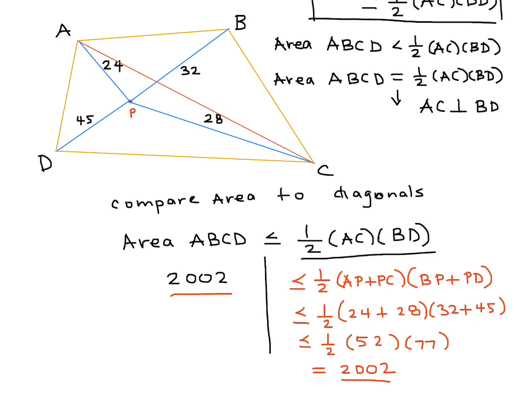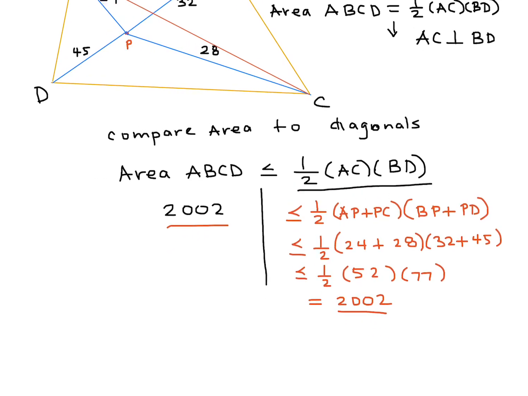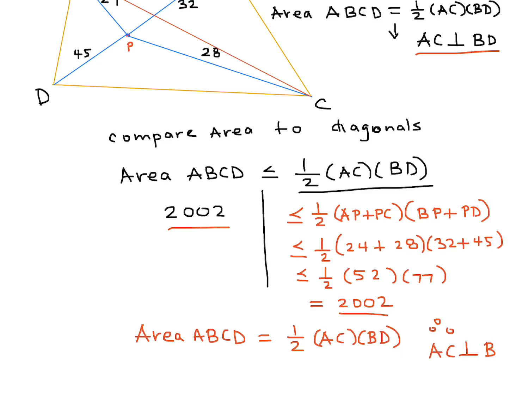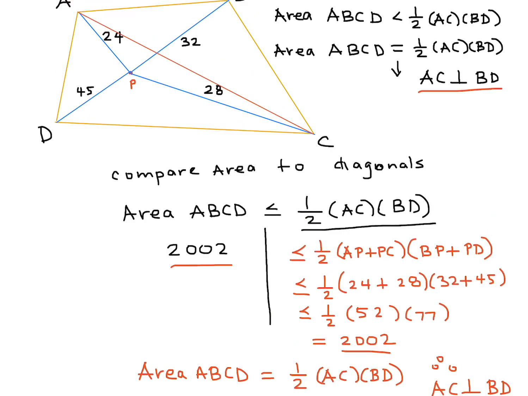So this means that basically the area of ABCD is equal to 1/2 AC times BD. We got the exact same value. So if it's equal, that means that AC is perpendicular to BD. That's what that means. AC is perpendicular to BD.